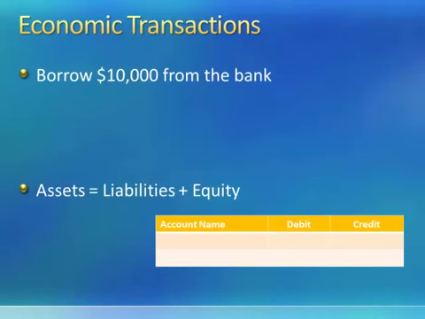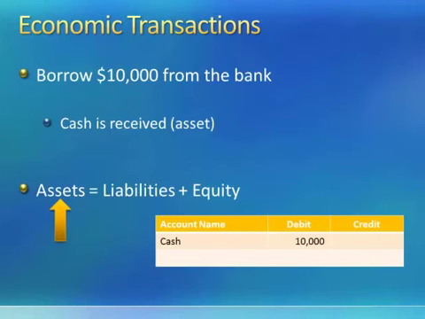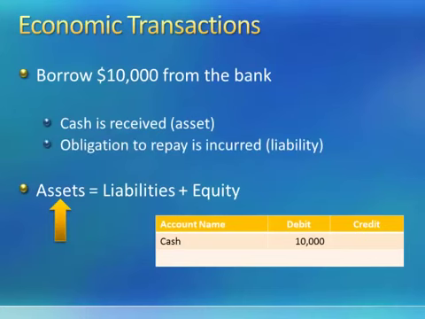Analyzing this transaction, we know that cash is received, cash is an asset, so we have an asset cash increasing. The way we record that in the journal is by debiting cash $10,000. Since cash is an asset and assets increase with debits, we're debiting cash.